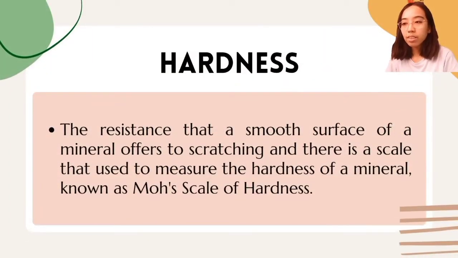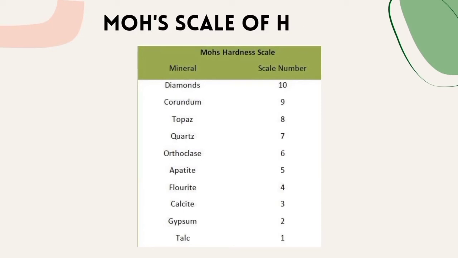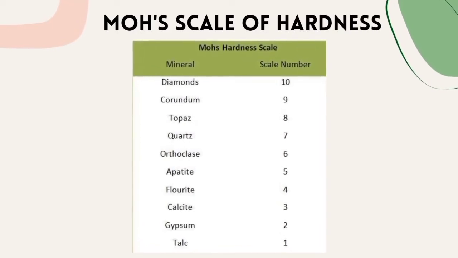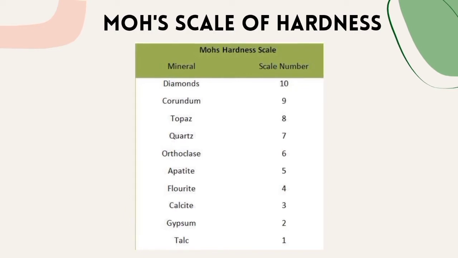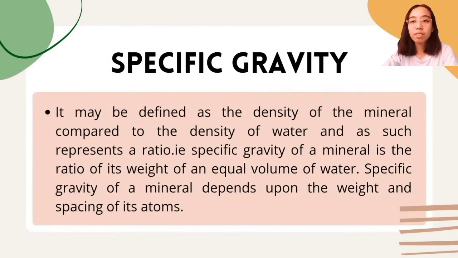Next is hardness, the resistance that a smooth surface of a mineral offers to scratching, and there is a scale that is used to measure the hardness of a mineral, known as the Mohs scale of hardness. And here is the Mohs scale of hardness. As you can see, diamond is the hardest mineral, while talc is the least hard mineral in this table.